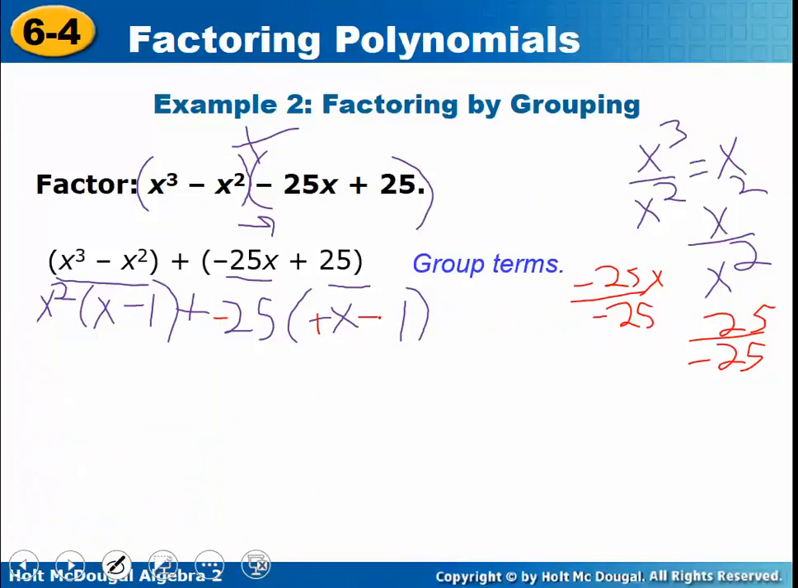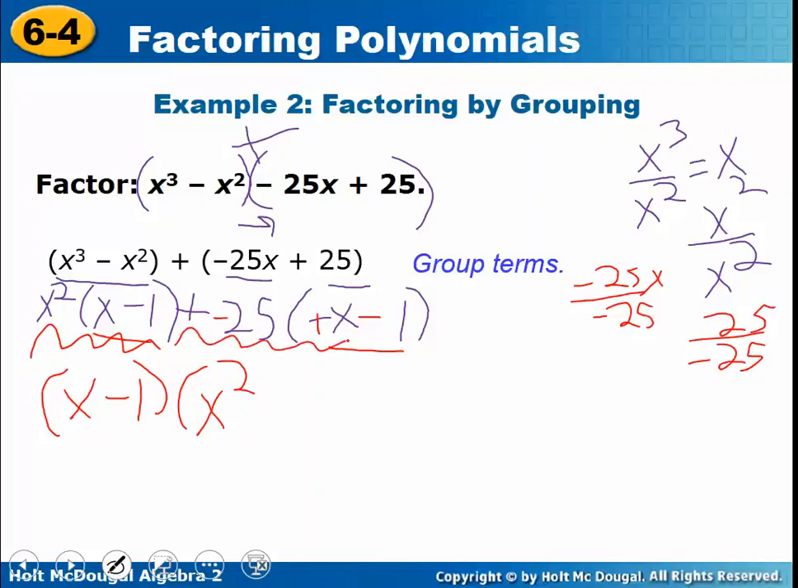All right, so now x minus 1, x minus 1. Now they're exactly the same. So I can now factor out the x minus 1. I write that in front. And if I factored an x minus 1 from this term, I would have an x squared. And if I factored an x minus 1 from this term, I would have plus negative 25, or I can just write minus 25. So now I have factored by grouping.